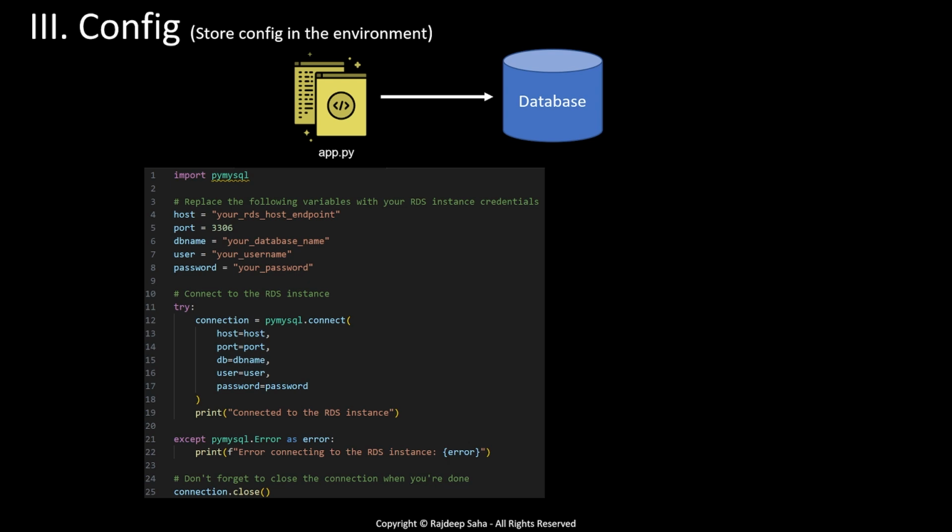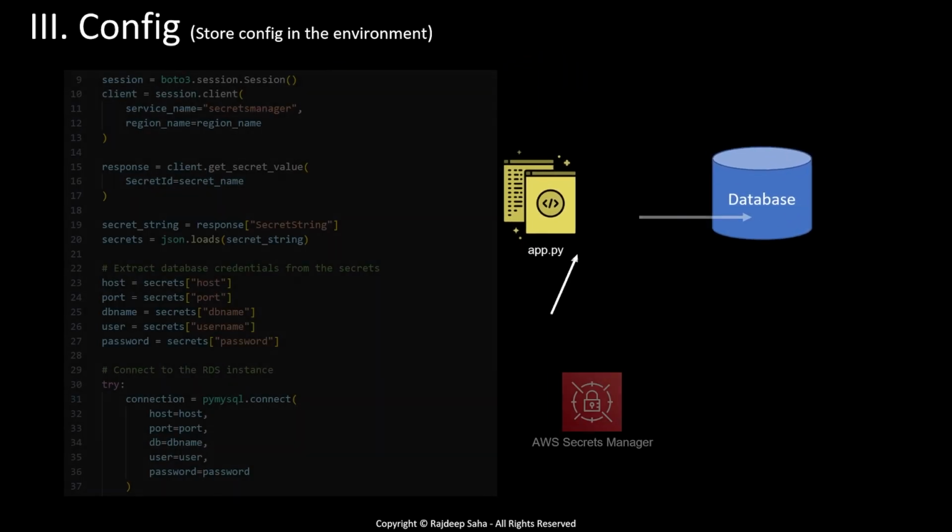Also, this makes the code vulnerable because if you accidentally push this code to a public GitHub repository, anyone can come and check the database user ID and password. Even if you keep the repository private, anyone within your company can go and see the credentials of your database, which you may not want. So what do you need to do?